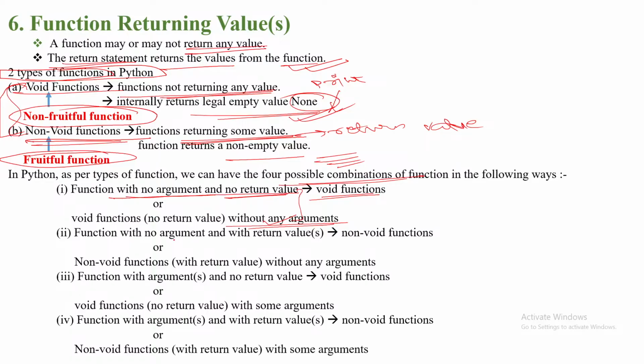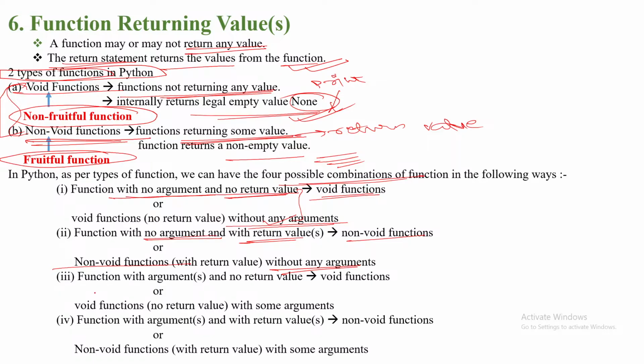Now functions with no argument with return value. With return value means non-void functions. It is the fruitful functions. So with return value, non-void functions without any argument. No argument means without any argument.